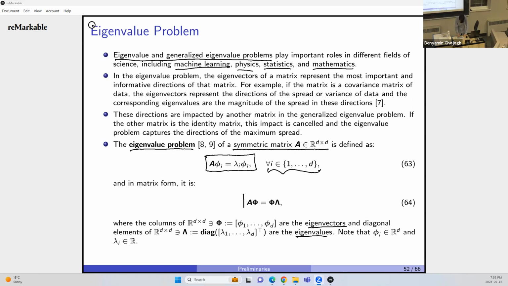Also, I can write it in matrix form in this way: A phi equals phi lambda, where phi has the eigenvectors as its columns. So stack the eigenvectors column-wise, and you will have a D by D eigenvector matrix. Also, we can have a matrix lambda which is diagonal, and you put the eigenvalues on the diagonal of that matrix. That also becomes D by D, right?